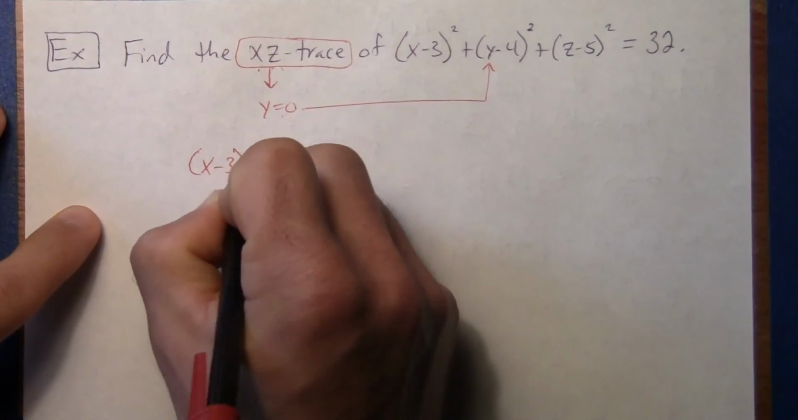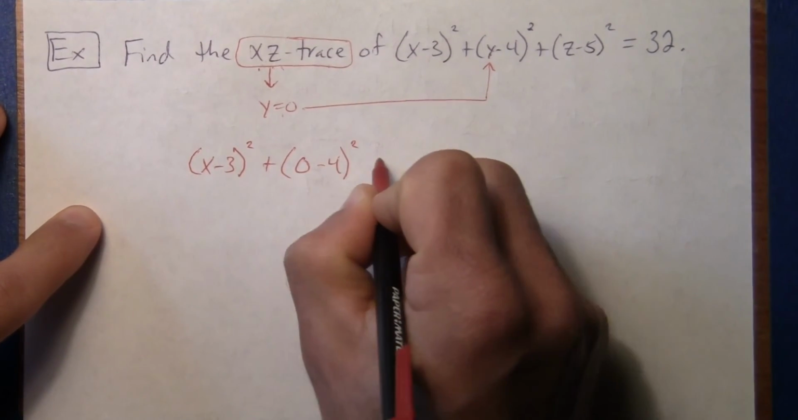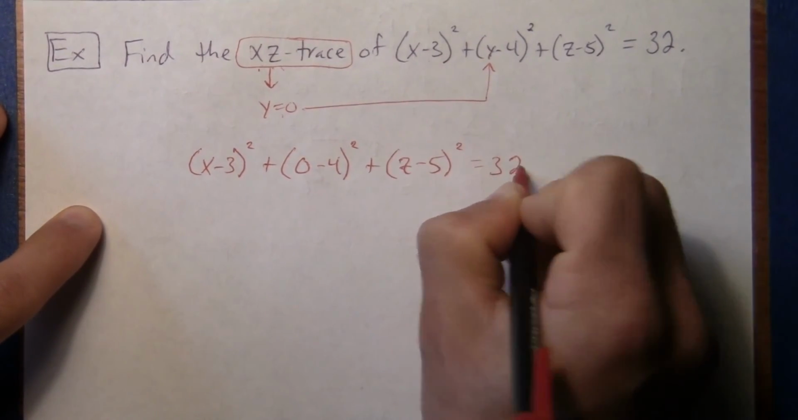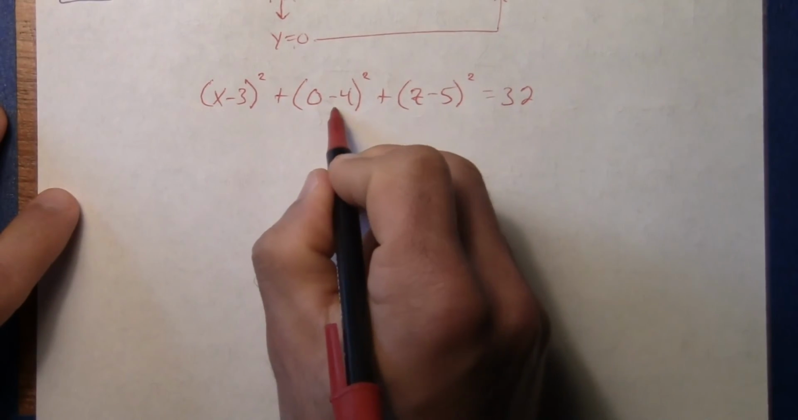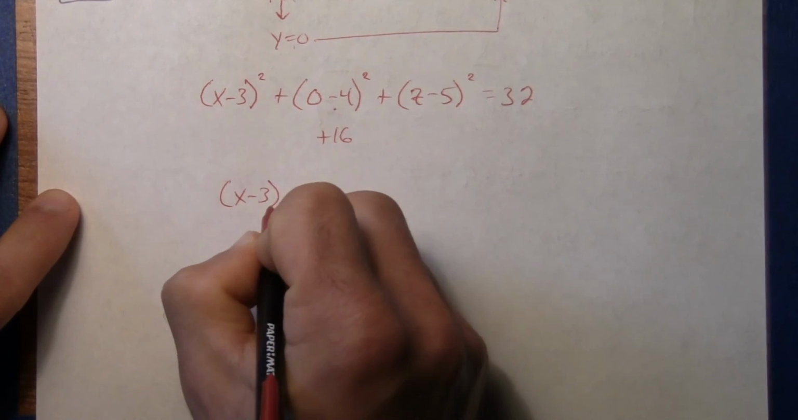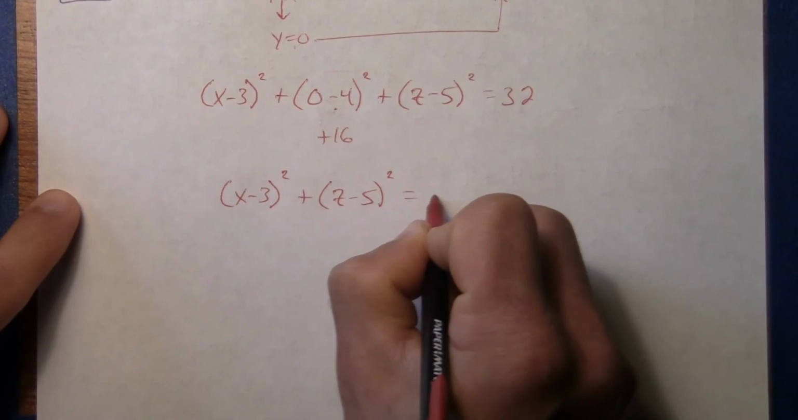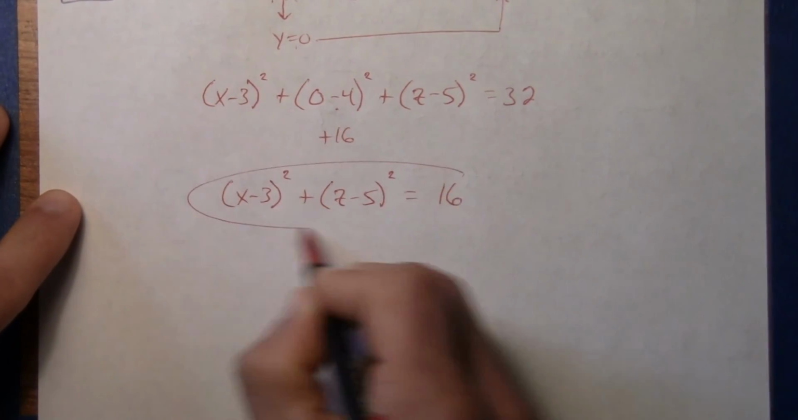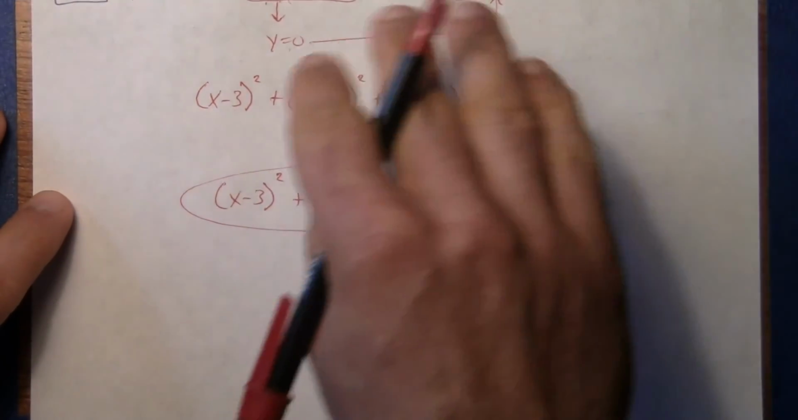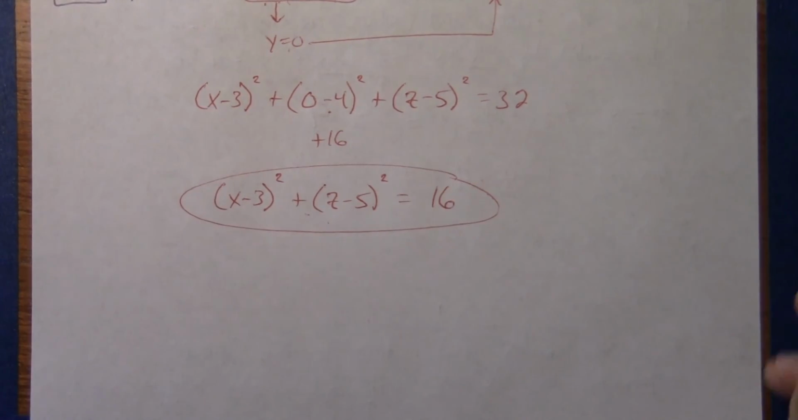So I'm going to have x minus 3 quantity squared plus y now becomes 0 minus 4 quantity squared plus z minus 5 quantity squared is equal to 32. I know that this is going to give me 16, and I'm just going to subtract it over to the other side. So I'm left with x minus 3 quantity squared plus z minus 5 quantity squared is equal to 16. And there's my equation of my circle, which is the trace. So that's the equation. If I could take that sphere, cut it on the xz trace, and then take a look at the circle, this is the equation of the circle I'd be looking at.